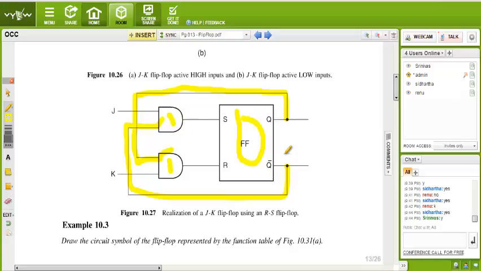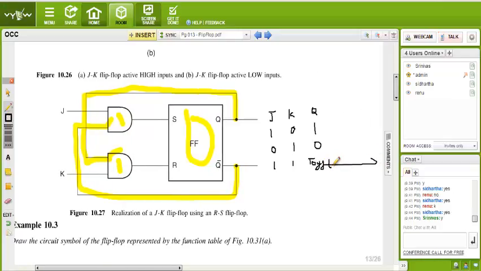Now as the S, that is set, here J: when we give J equal to 1 and K equal to 0, then our output will set. When we give J equal to 0, K equal to 1, then our output resets. But when we give both 1, the output toggles. That means whatever value is present over there, it will change to its complement. Now check.